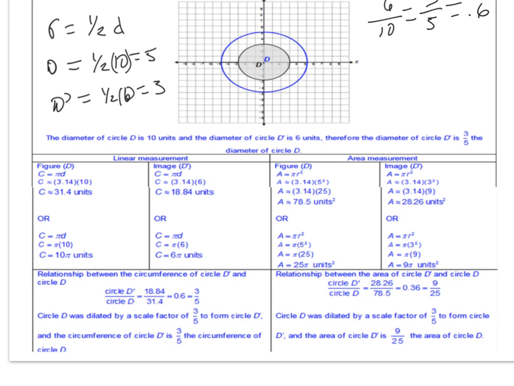If we're going to square 3/5, then what we have is 3 over 5 quantity squared, and that's going to be 3 times 3. Remember, when you multiply fractions, you multiply straight across, and 5 times 5, which will give us 9 over 25. So we could say that circle D was dilated by a scale factor of 3/5 to form circle D prime, and the area of the circle is 9/25 the area of circle D. If you can remember that, guys, whatever the scale factor is, when we deal with area, the scale factor will be squared. Okay?